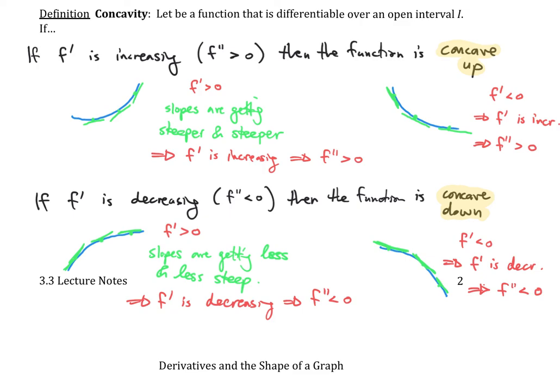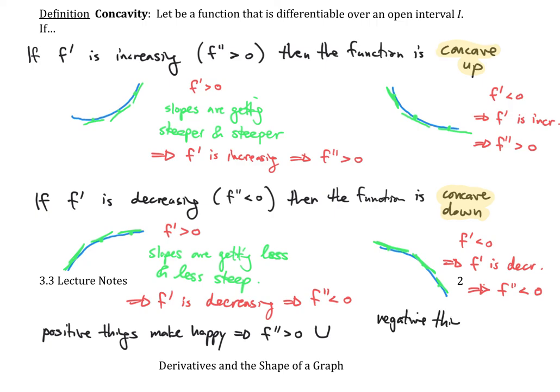And an easy way for you to remember all of this is the following. Positive things make you happy. So this means the second derivative is positive, means that it's concave up. Negative things make you sad. So that means when the second derivative is negative, that's concave down.